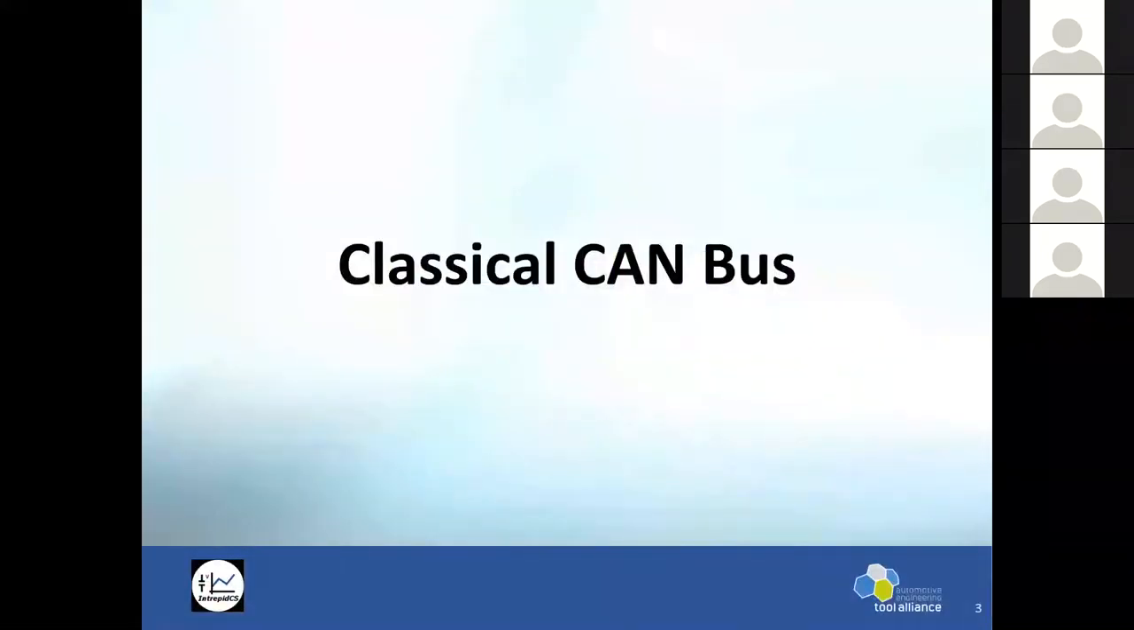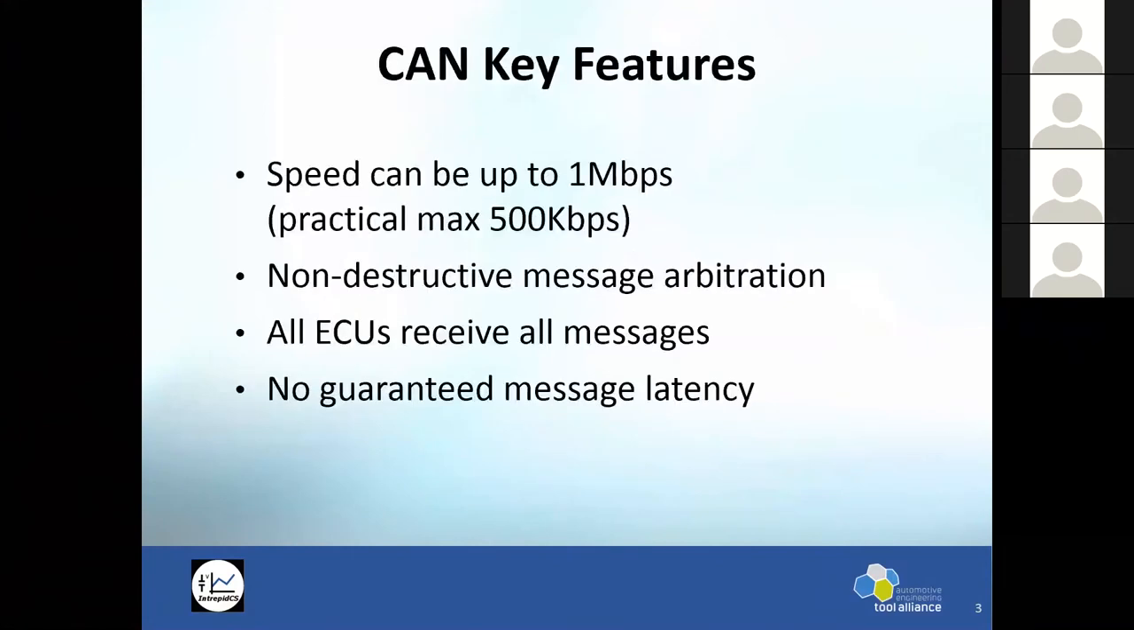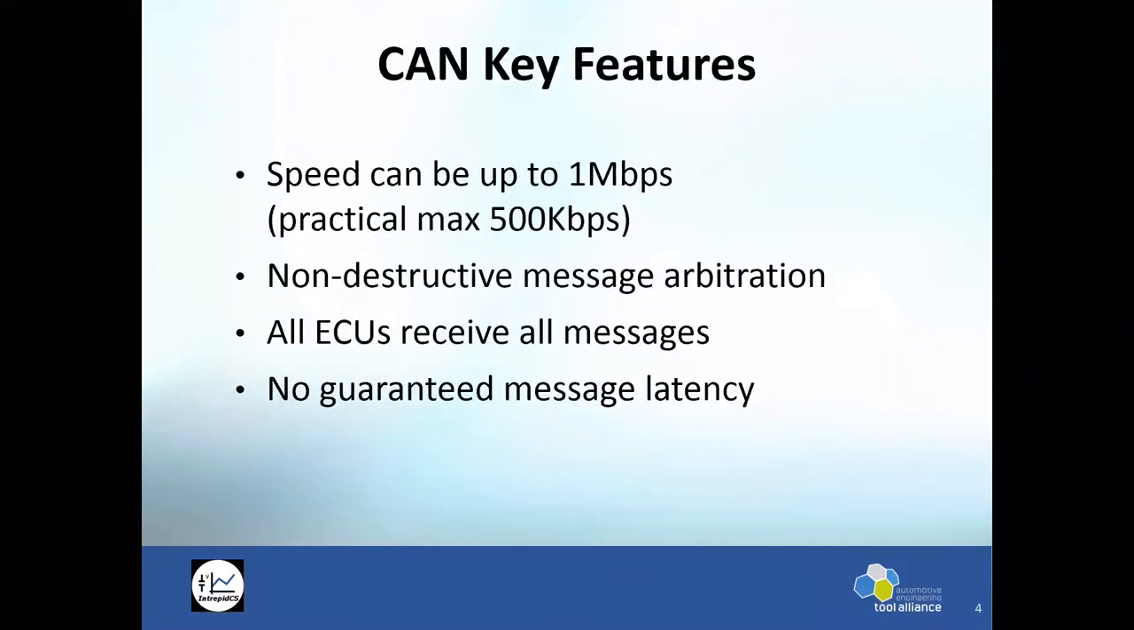Okay, let's talk about classic CAN bus. So key features. Speed up to 1 megabit per second, but in practice, we really see 500 kilobits per second for high-speed CAN. You know, we see 250 kilobits per second, 125 kilobits per second for lower speeds.